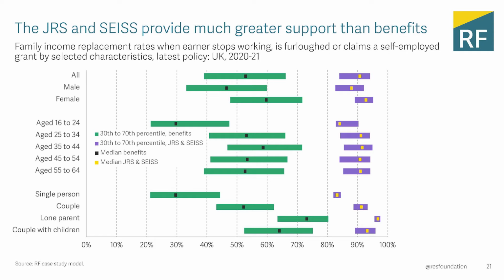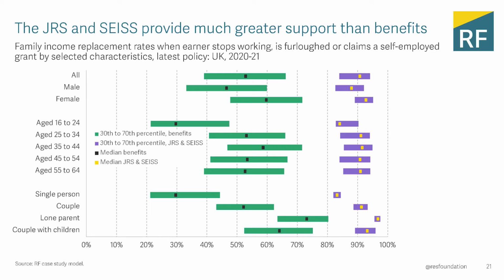The yellow dots with the purple bars show replacement rates under the job retention scheme and the self-employment grant system. So the question we're asking there is, what if everybody was put onto the furlough scheme, or all self-employed people were able to claim the self-employment grants? And replacement rates under these systems are much higher, so over 90% for the typical replacement rates. So they've made a huge difference in protecting those people who've been able to claim them from the employment shock.